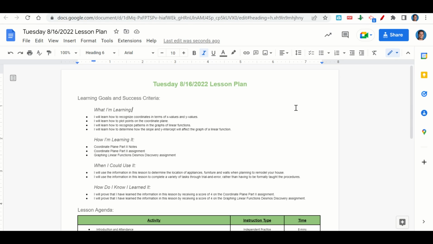How are we learning it? Through the coordinate plane part 2 notes and the coordinate plane part 2 assignment, as well as the graphing linear functions Desmos discovery assignment.